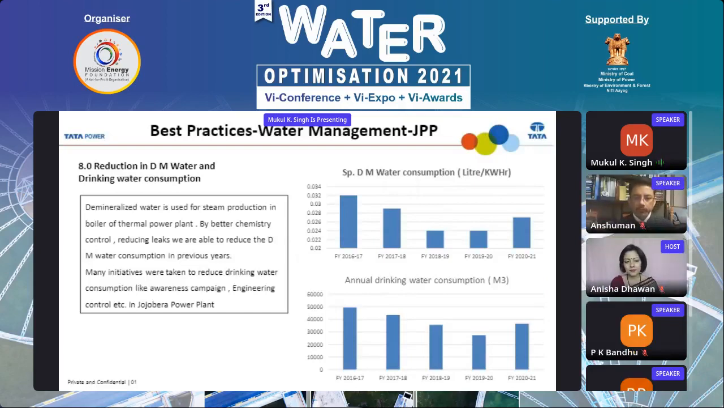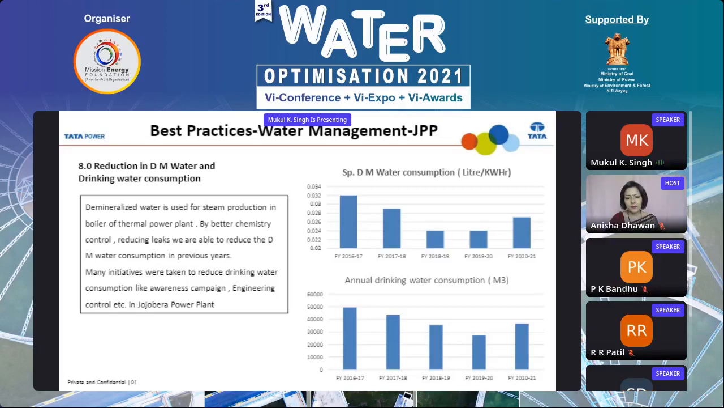The specific DM water consumption has also been reduced year by year by better chemistry control and reducing leaks. In thermal power plants, a small leakage in the steam system, whether on the steam side or water side, contributes to the total water consumption. We are monitoring the DM water consumption, drinking water consumption, everything, in every small aspect of water consumption, we have our control. And we are taking many initiatives.